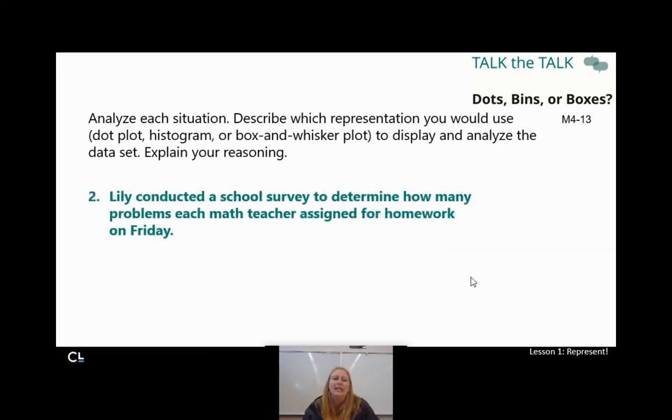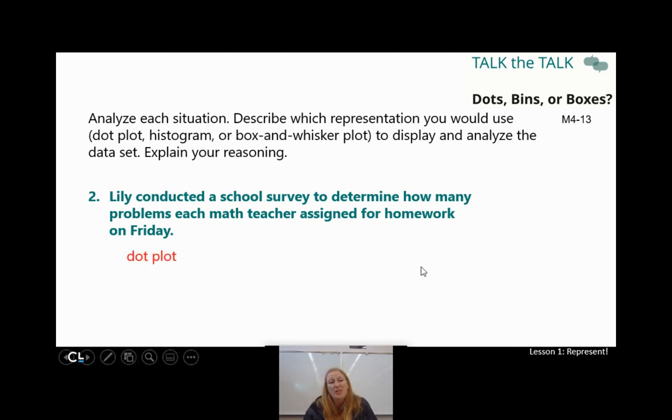Number 2. Lily conducted a school survey to determine how many problems each math teacher assigned for homework on Friday. A box and whisker plot wasn't going to be helpful because I want to see the individual data points, right? I want to know how many problems each teacher is assigning. But that also means I don't really want to use a histogram because the bars come in bins, right? I'm like, this is how many from 0 to 5. I don't want that. I want to know how many problems each teacher is assigning. I want to see that individual information.